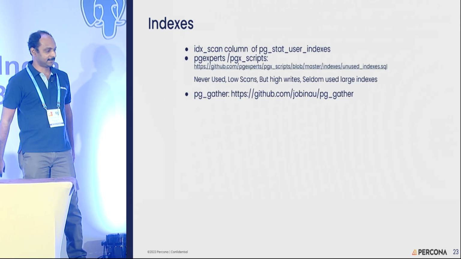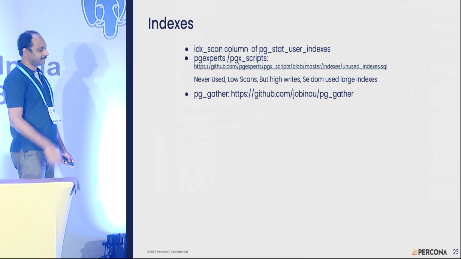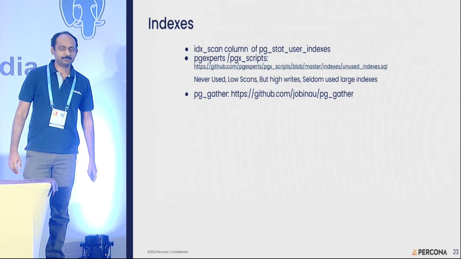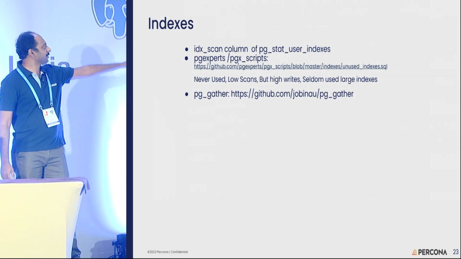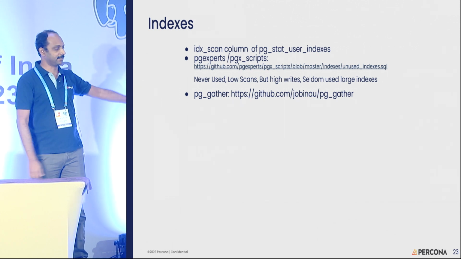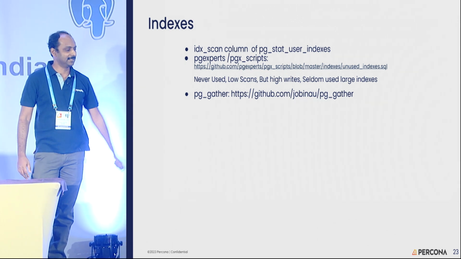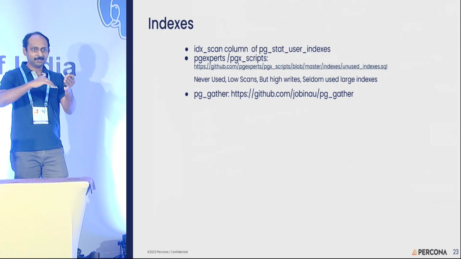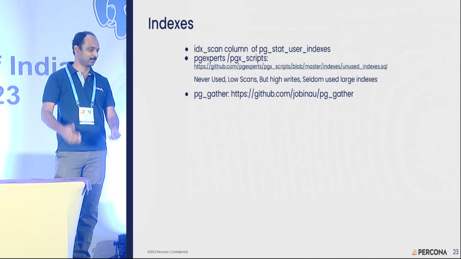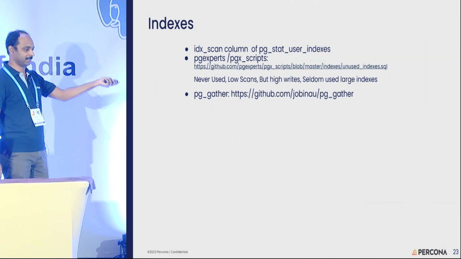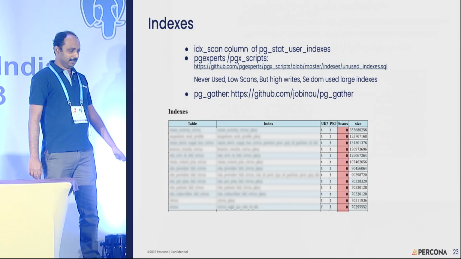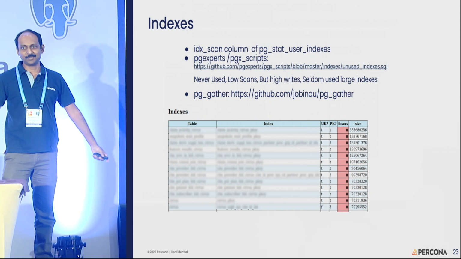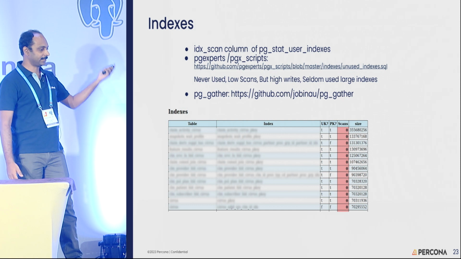And how do we analyze? pg_stat_user_indexes, and there is a script available on GitHub by PG experts. That again is open. It finds never used indexes, multiple levels, never used indexes, low scans, indexes with high writes, and seldom used large indexes. So multiple criteria of bad index usage, and of course the script which I mentioned, pg_gather, will highlight all these problems. Index usage is 0 in many cases. It's directly from pg_stat_user_indexes.